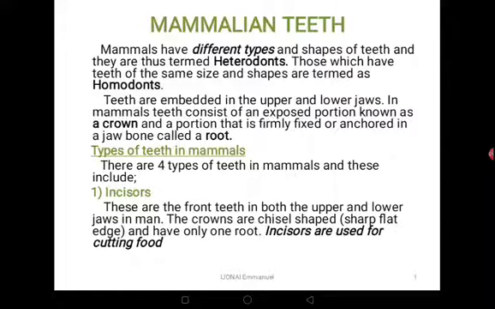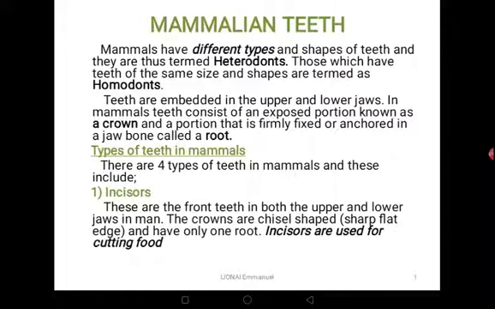So I would like you to give me at least 5 examples of heterodont organisms and 5 examples of homodont organisms. Anyway, let's get back to the mammalian teeth for now. We know now that mammals are heterodont in nature. So their teeth are embedded on the upper jaw and the lower jaw.